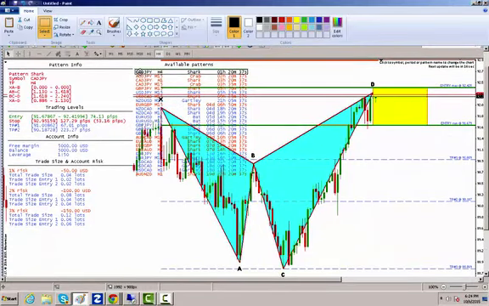This is CADJPY, and how do I look at it? How does Chris Terry look at this, and why? I'm looking at waves on the way up. Maybe this right here was the first wave up. Okay. Then we had this. Wave 2. 0, 1, 2, 3, 4, 5. Okay. 5.